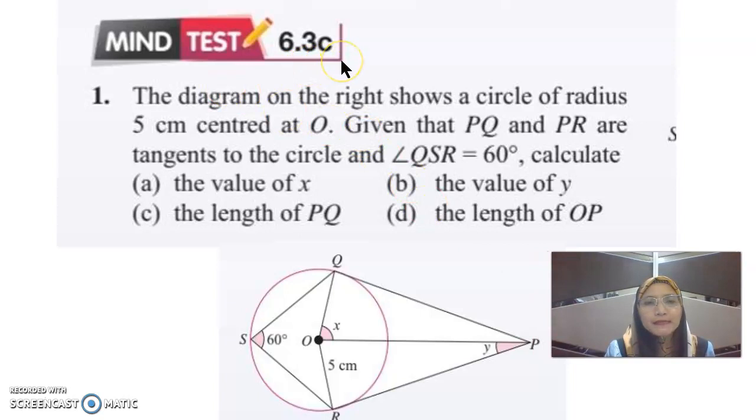Mind test 6.3c. The diagram below shows a circle of radius 5 cm, centered at O. Given that PQ and PR are tangents to the circle, and angle QSR is 60 degrees, calculate the value of X, the value of Y, the length of PQ, and the length of OP.